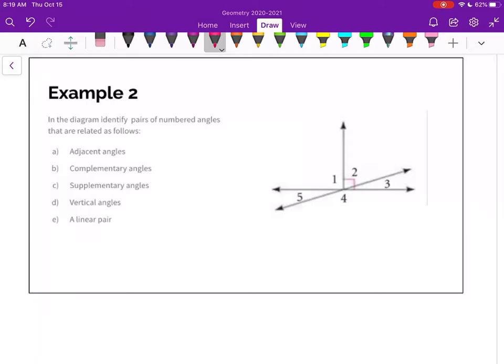All right. Example 2, in the diagram, identify pairs of numbered angles that are related as follows. Adjacent angles. So these are angles that are next to each other. So we have a ton of angles next to each other. So I might have, for adjacent, angle 1 and angle 5, right? They're next to each other. Maybe I have angle 1 and angle 2. Maybe I have angle 2 and angle 3. Maybe I have angle 3 and angle 4.